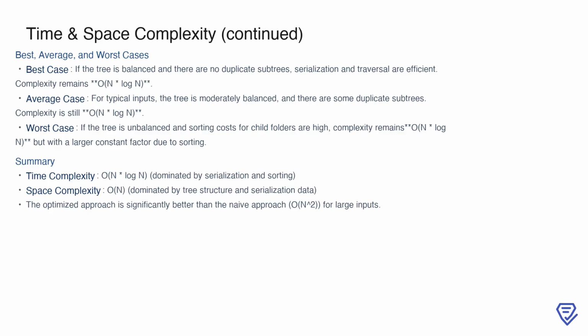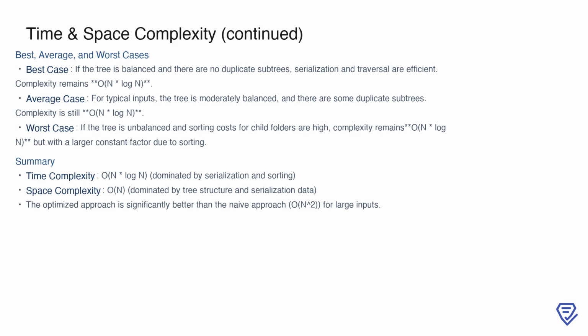In the average case, where the tree is moderately balanced and some duplicate subtrees exist, the complexity is still O(n log n), as the overall process remains efficient. Even in the worst case, with an unbalanced tree and high sorting costs for child folders, the time complexity remains O(n log n), though the constants involved may increase due to the additional sorting overhead.